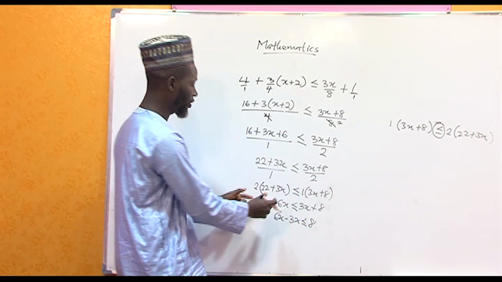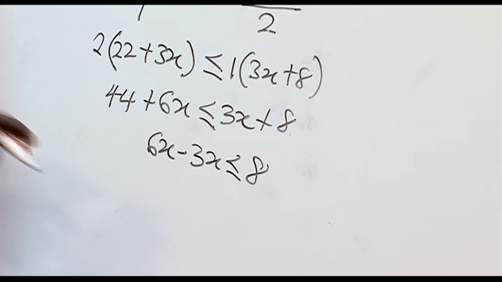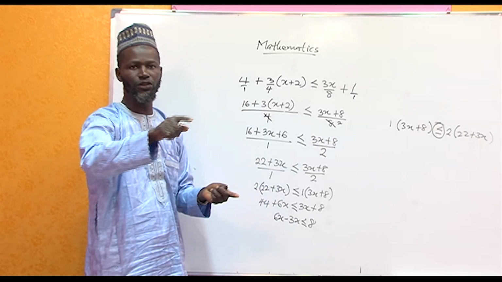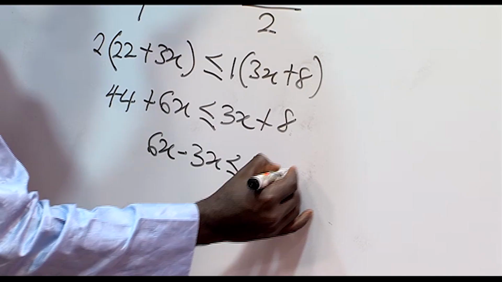Crossing from the left hand side to the right hand side, its sign has to be changed. If this is plus, we change to minus. And if this is minus, we change to plus. Now it's plus, so we change to minus.